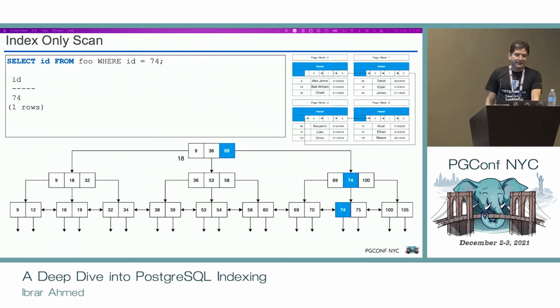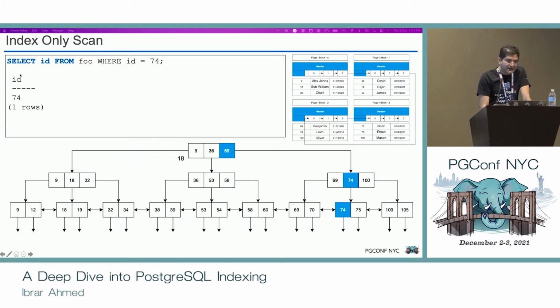You can see that select ID from foo where ID is equal to 74. Here you can see that we have 3 hits, 69, 74, and then 74. In the leaf node, you can see we already have the 74. So we are just reading the 74. We have enough information. We don't need the CTID here. We don't need to go to the heap to read the 74 because 74 is in the index. So we just return this 74.